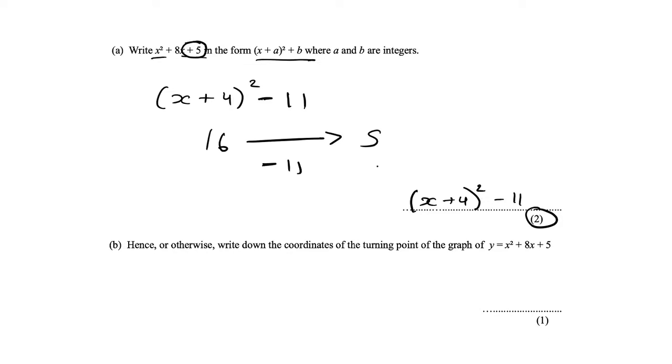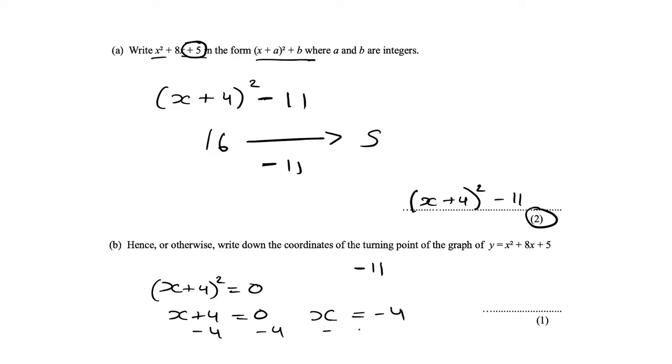Now we need to write down the coordinates of the turning point. So the y coordinate is going to stay the same, minus 11. Now we have x plus 4 all squared is equal to 0. So x plus 4 is equal to 0. We're going to subtract 4 from both sides to get that x is equal to negative 4. Okay, so our coordinates are going to be negative 4 and negative 11. And that's going to give us 1 mark.